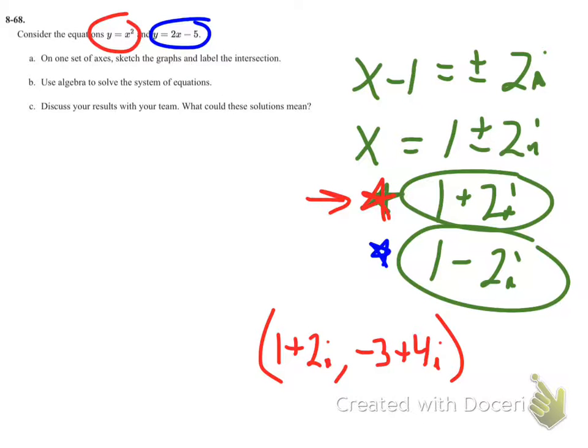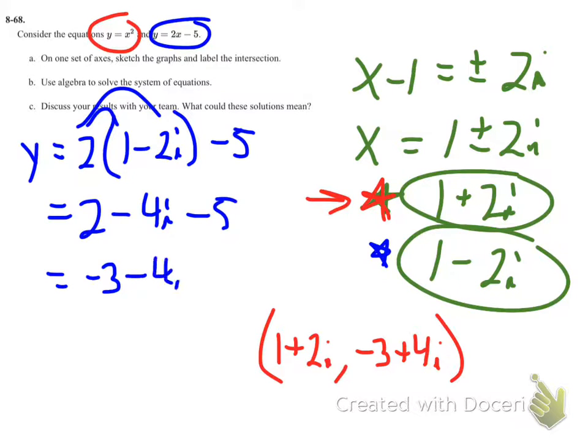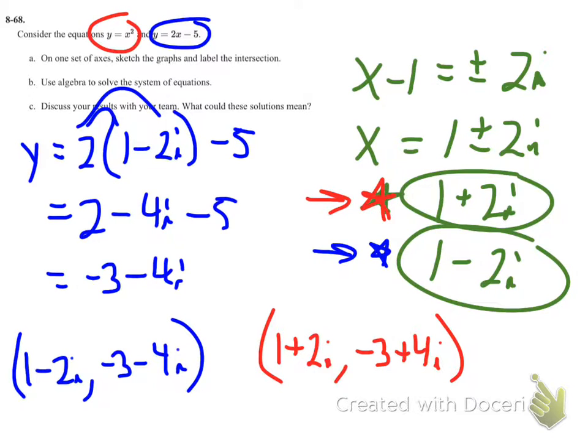Now I'm going to take a look at this blue one, 1 minus 2i. And then instead of doing the same thing with the generic rectangle, I'm just going to substitute in the other one so we can see what that looks like. So y equals 2 times 1 minus 2i minus 5. Distribute the 2, and I get 2 minus 4i minus 5. Combining like terms, I'm going to get negative 3 from the 2 and the negative 5 minus 4i. So the other coordinate point, when my x value is 1 minus 2i, my y value is negative 3 minus 4i. And those are the solutions to that system of equations.